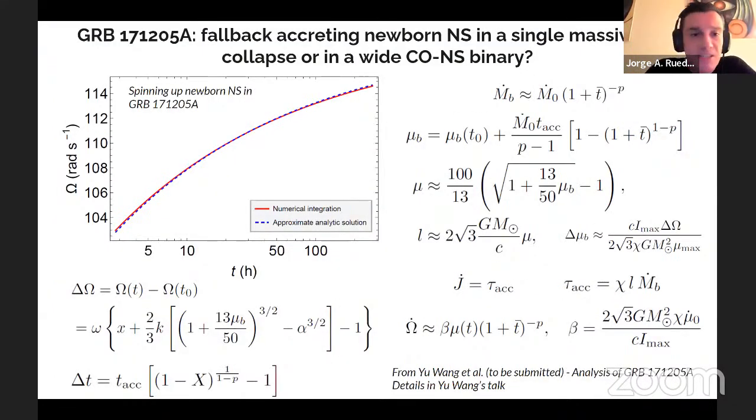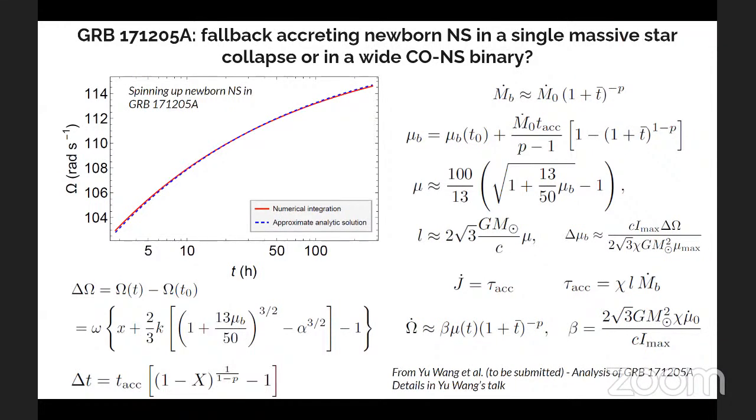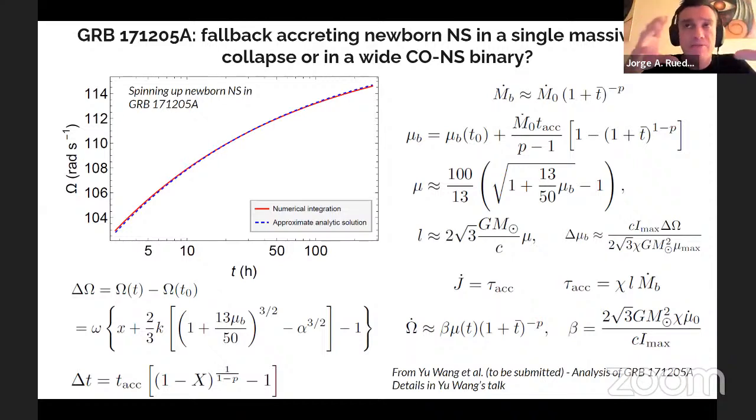And this is another example. We can take even wider binaries, or even only a single star. If the binary is very wide, or if the CO star is single, you don't have very many differences in the behavior of the newborn neutron star. This is shown in this analysis of GRB 171205A, a GRB discussed by Luca Izzo yesterday. So we have a picture, an ongoing analysis of that. I don't know if you will talk about that, maybe not, but just to show you here that also in that case, we managed to make a fully analytic analysis of the spin-up phase of the newborn neutron star.